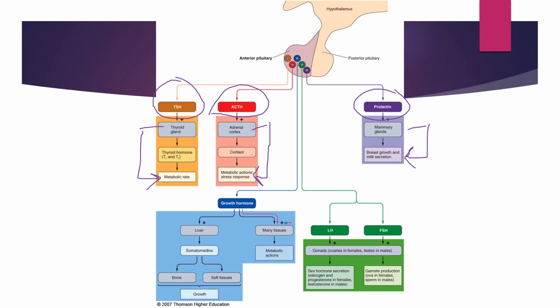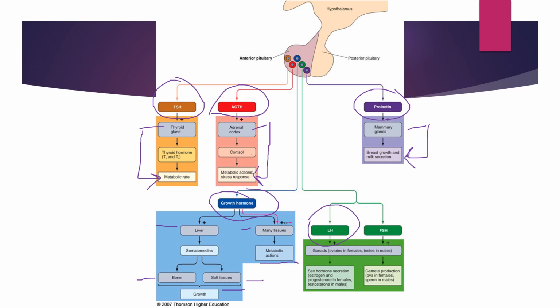So another hormone we might have heard of is growth hormone. This affects almost all tissues, including the liver, bone, soft tissues, and others. And so it is going to promote protein synthesis and growth, and also produce metabolic actions, increasing lipolysis, the breaking down of fat, and increasing blood glucose levels. This one will be inhibited by somatostatin, and stimulated by growth hormone releasing hormone.